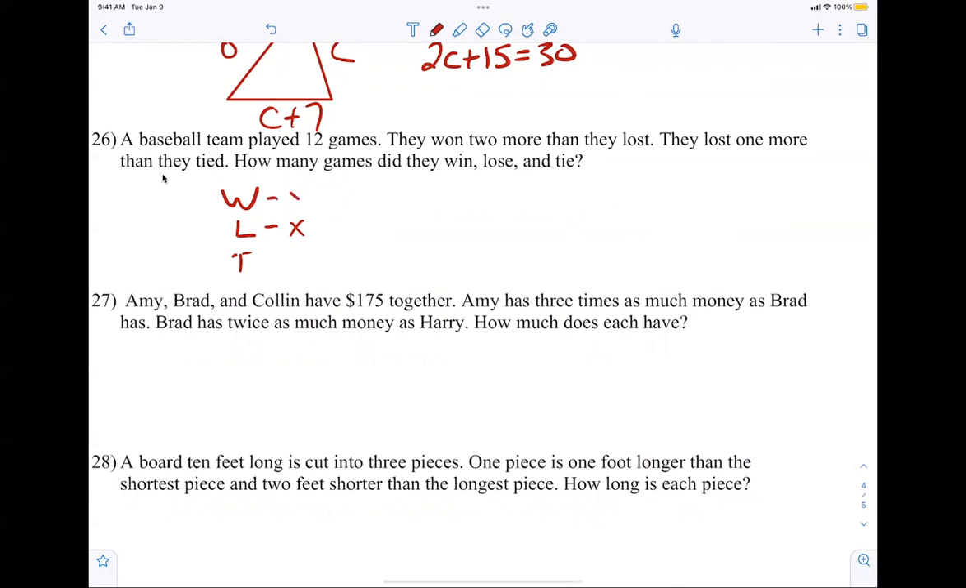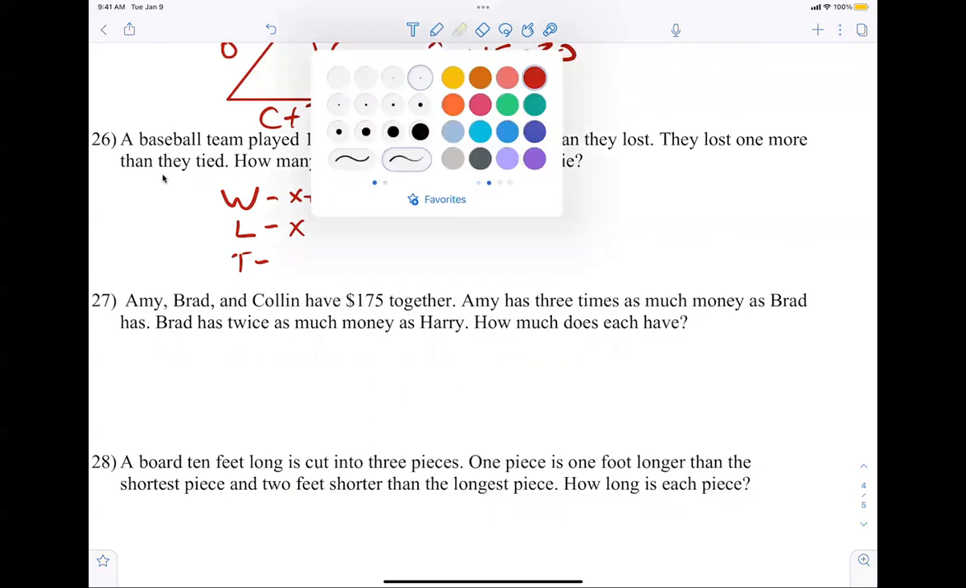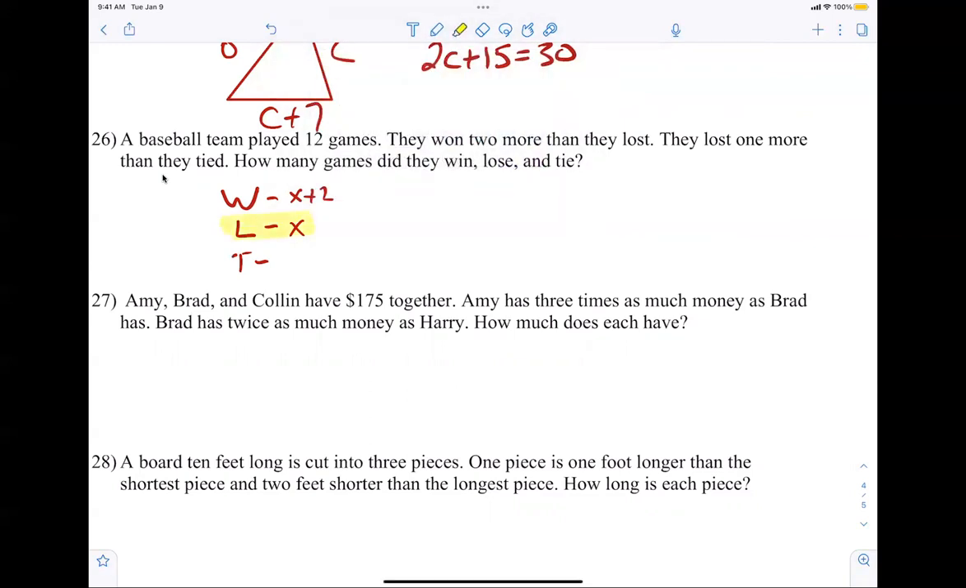Guys, this one's the hard one. They lost 1 more than they tied. Now, the problem is they lost one more than they tied. So they tied what? See, I already have losses defined. So this is the hard one, so I want everybody to stay with me and listen to what I'm saying. If they lost one more than they tied, then they tied what?